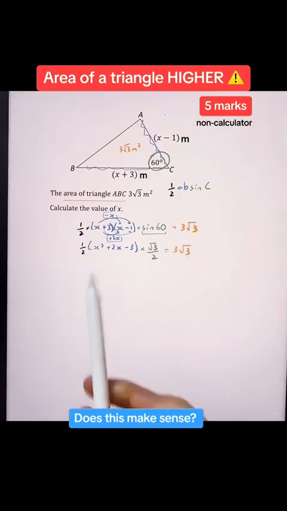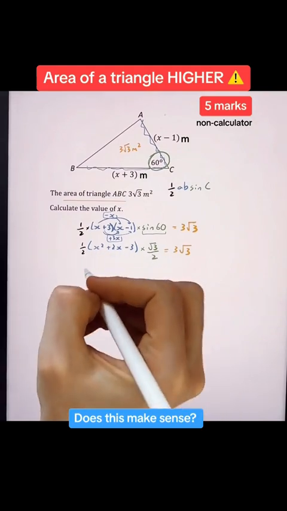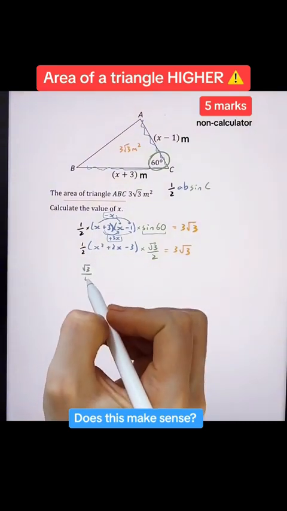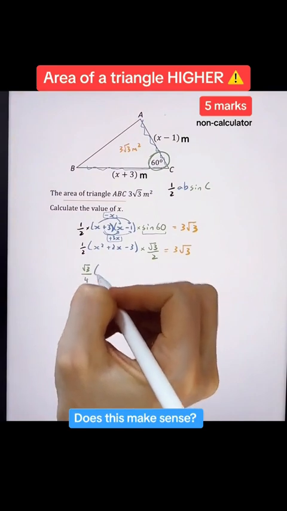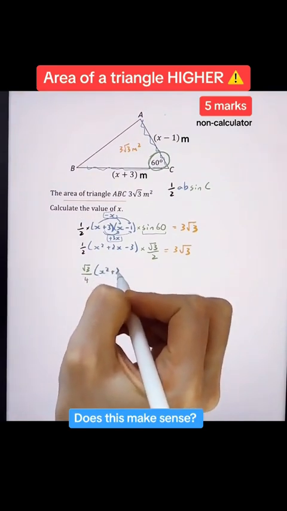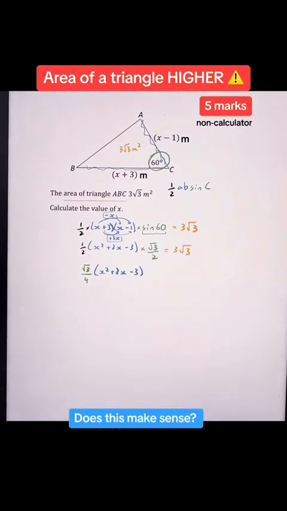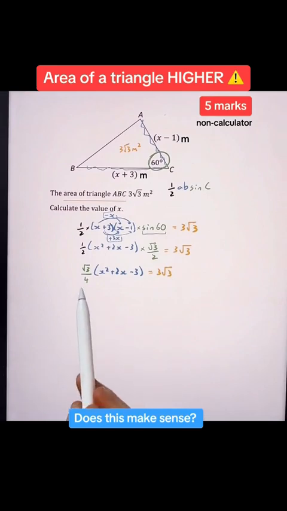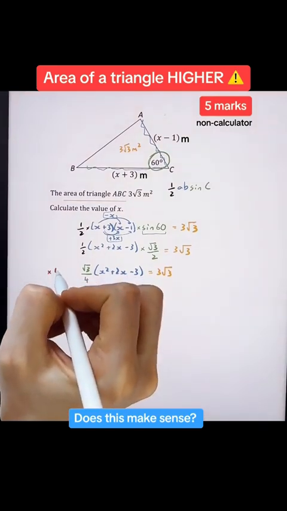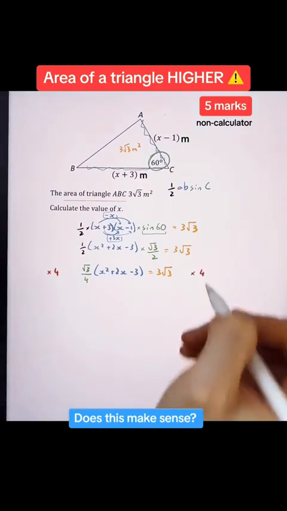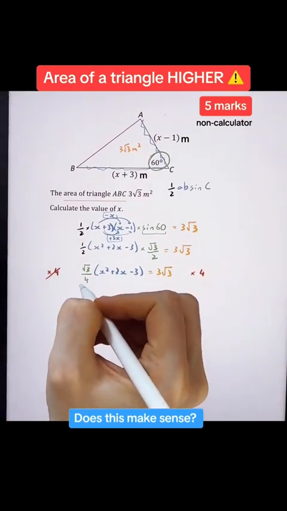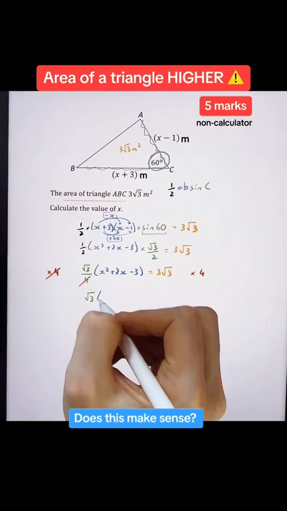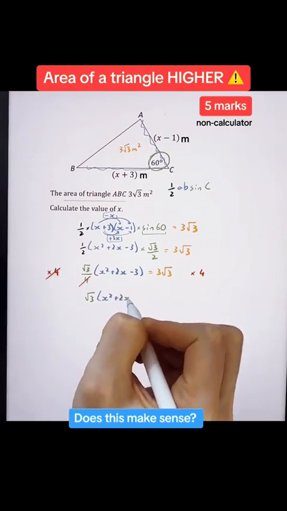Simplifying the left-hand side. On the top, here I have 1 multiplied by root 3, which is simply root 3. On the bottom here, I have 2 multiplied by 2, which is 4. And it's still multiplied by x squared plus 2x minus 3. On the right-hand side, it's still equal to 3 root 3. We never like dividing. The opposite of divide by 4 is to multiply both sides of our equation by 4. On the left-hand side, times by 4 and divide by 4 will cancel. Hence, we're just left with root 3, lots of, in brackets, x squared plus 2x minus 3.